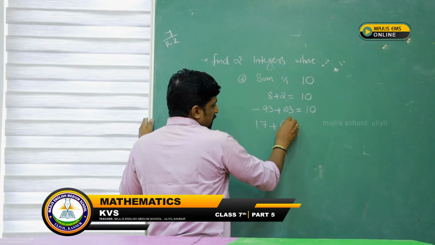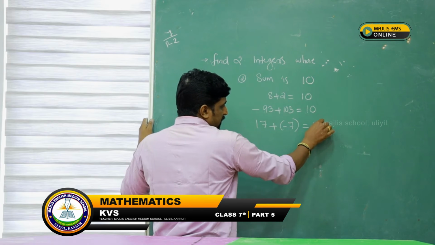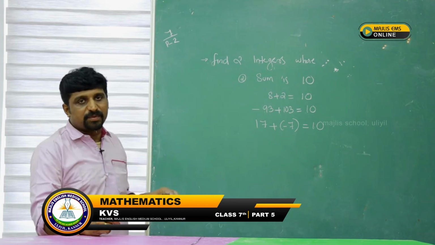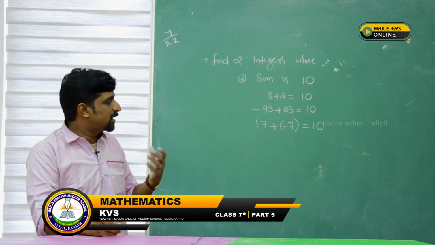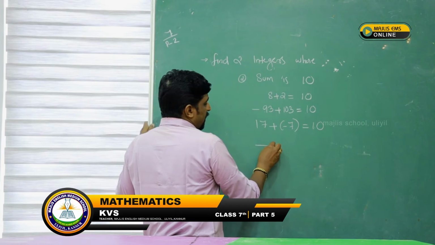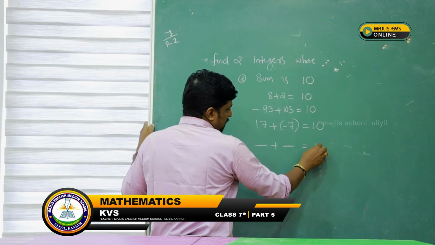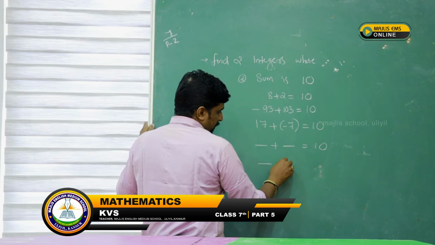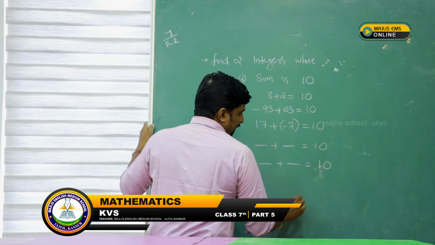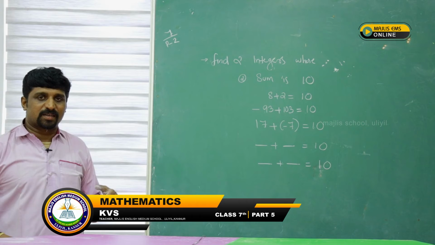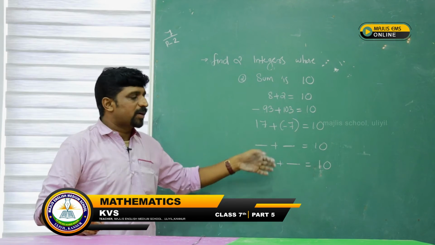17 plus minus 7, we got answer 10. Like this you can write two numbers. The answer I need is 10. That you can fill in later. Okay, sum is 10. You can find out like this.